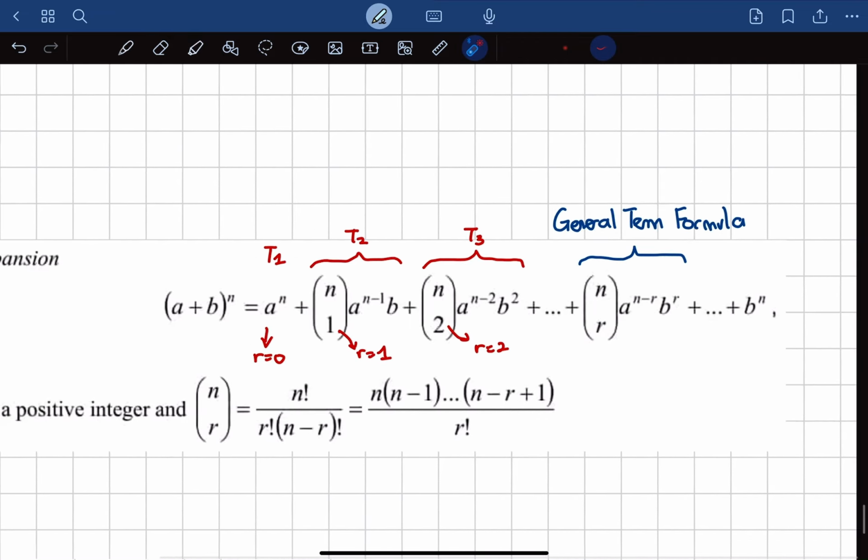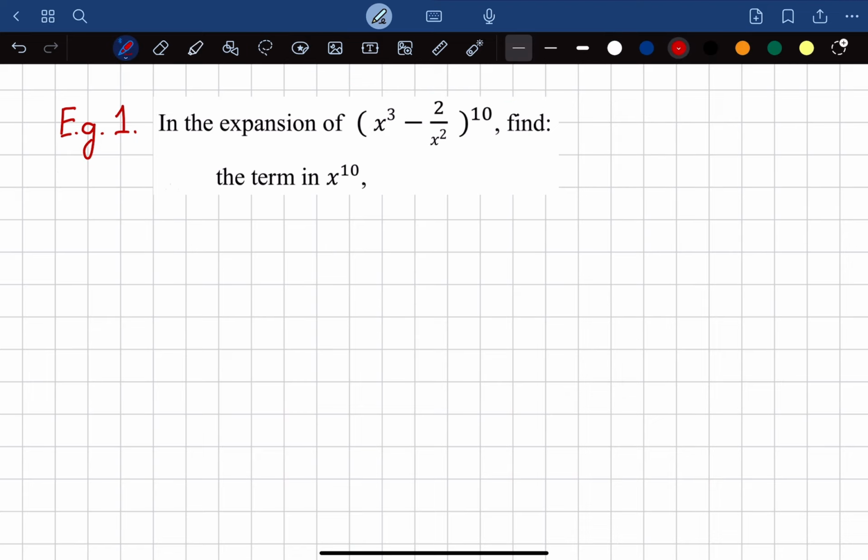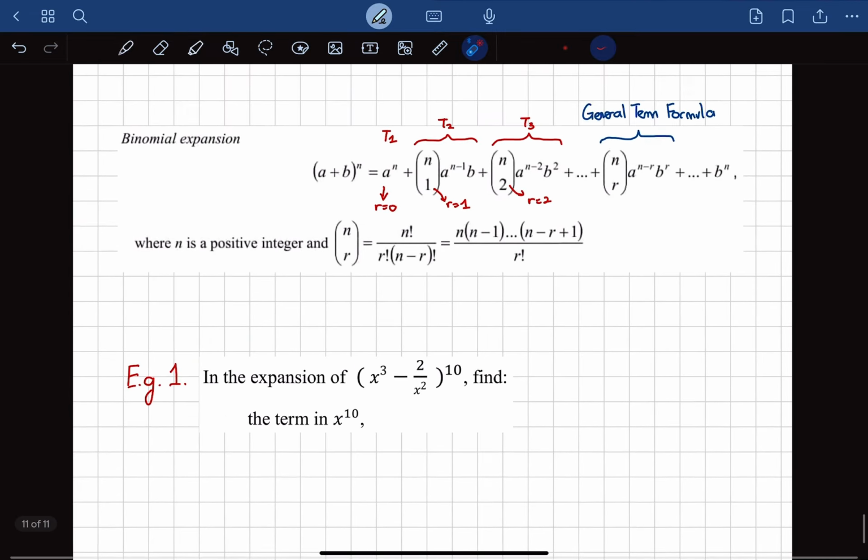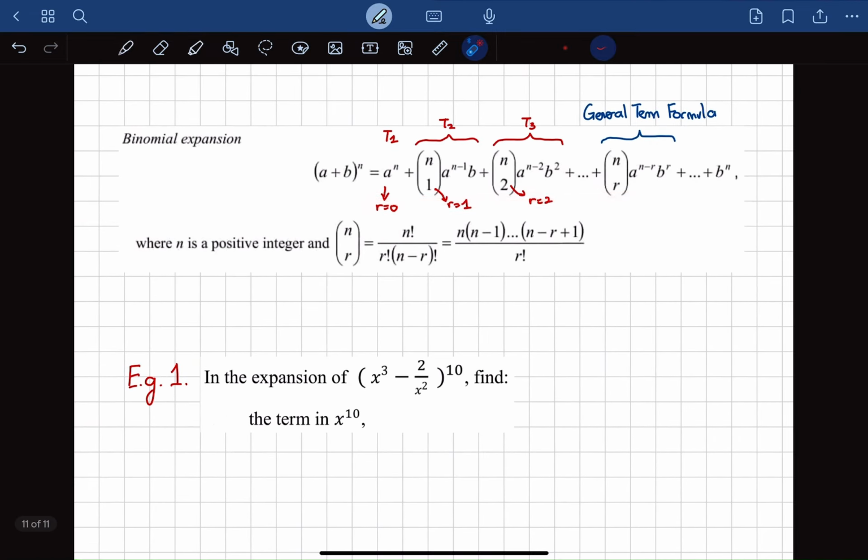So let's look at a very simple example question. Example 1. In this expansion here of x cubed minus 2 over x squared, the whole thing raised to the power 10, find the term in x power 10. So I just want to find one term. Therefore, there is no need for us to actually write out this entire expansion. If I want to be smart, I just need to know that I can use the general term formula here. Then I find out what is that term with x power 10.